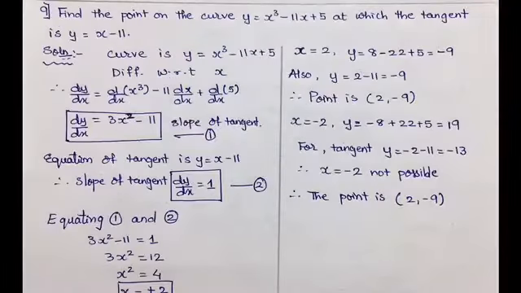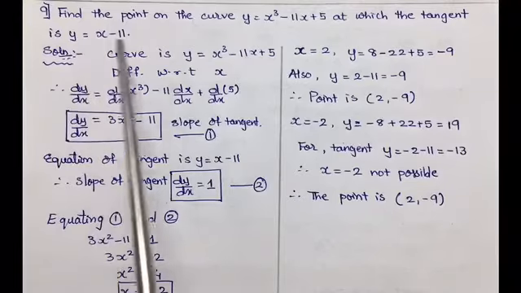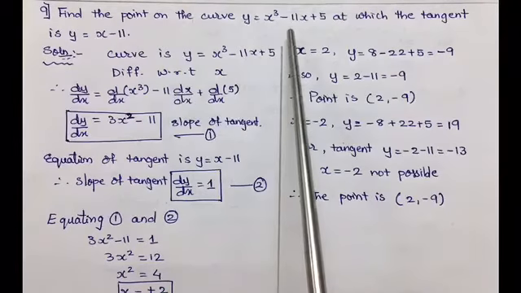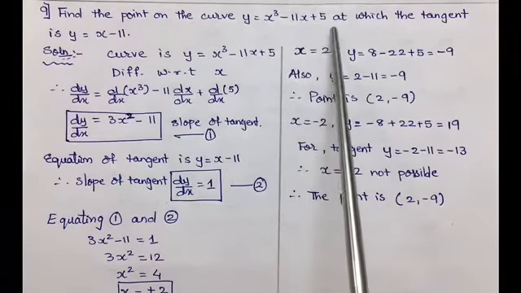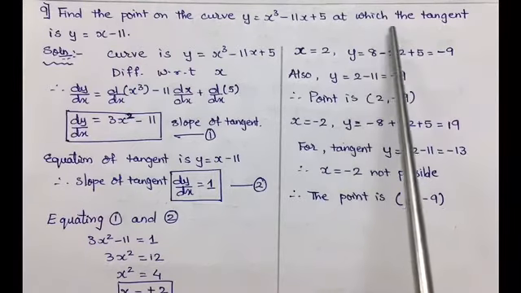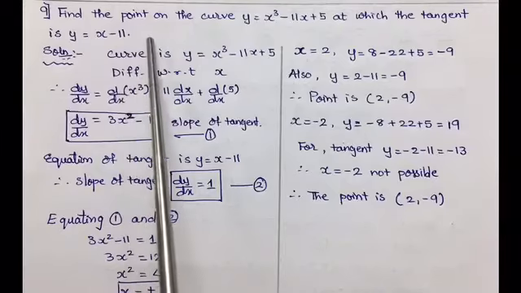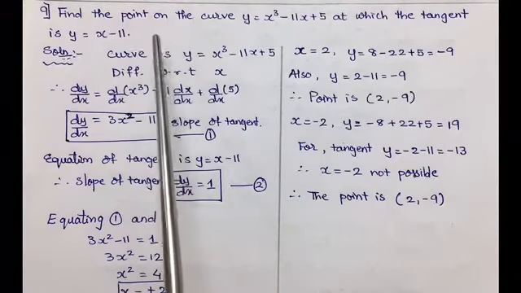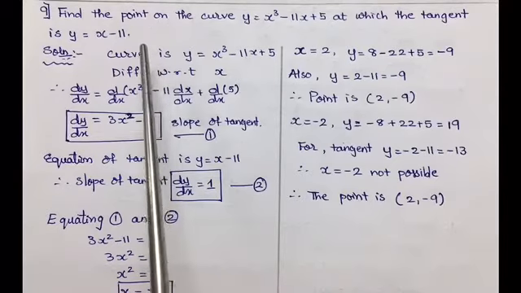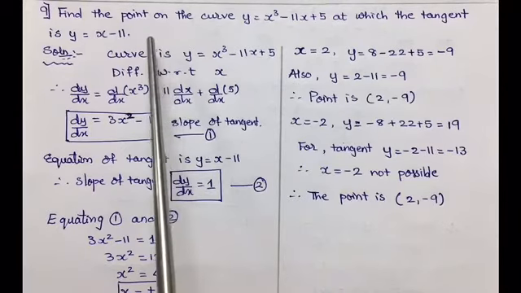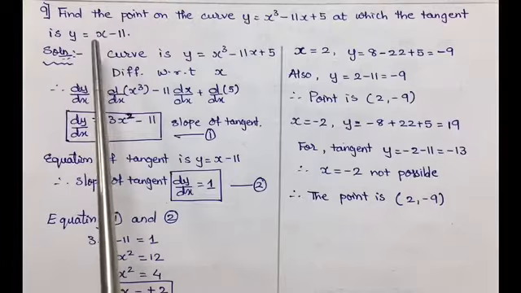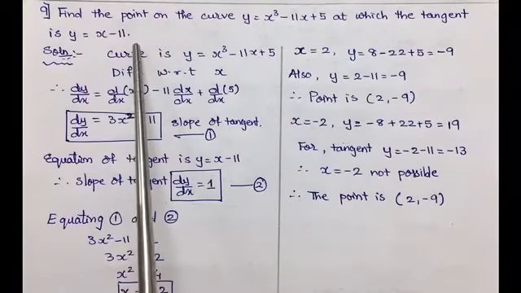Ninth one is: find the point on the curve y equal to x cube minus 11x plus 5 at which the tangent is y equal to x minus 11. Now again here we need to calculate the point, and we have to calculate that point where the tangent equation becomes y equal to x minus 11.